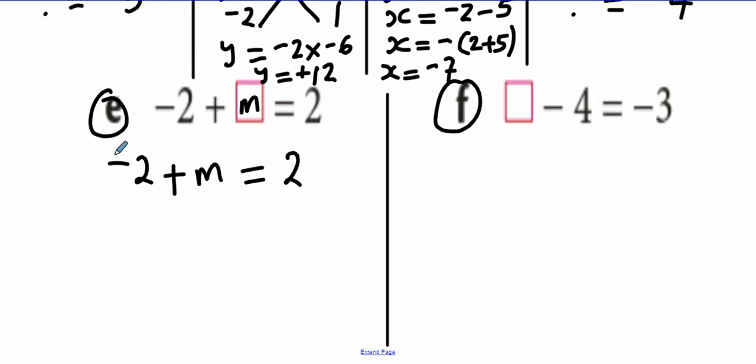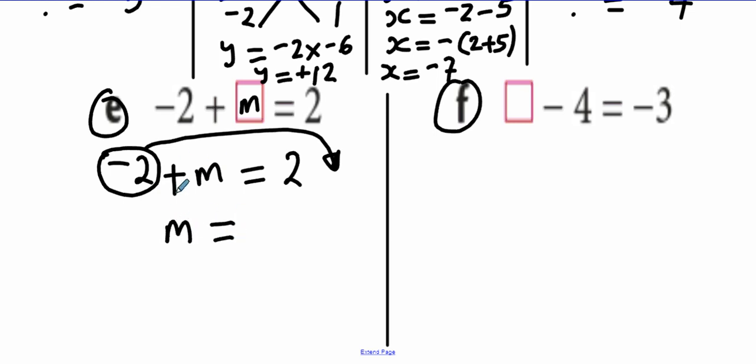To find the value of m, we need to transfer -2 from the left hand side and come over here, just leaving m exposed like so. This will be 2. Now this is -2. When it shifts over there, it will be +2. So in that case, the missing number m will be 2 plus 2, and that is 4. So the missing number over here is +4. Cool, yeah? Okay. Let's go to F.